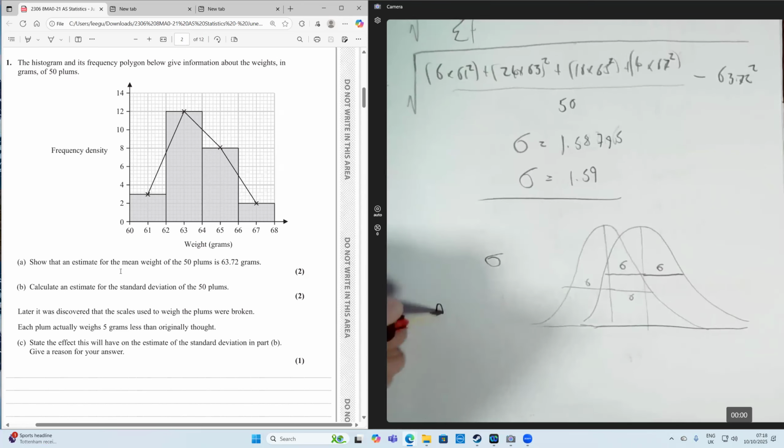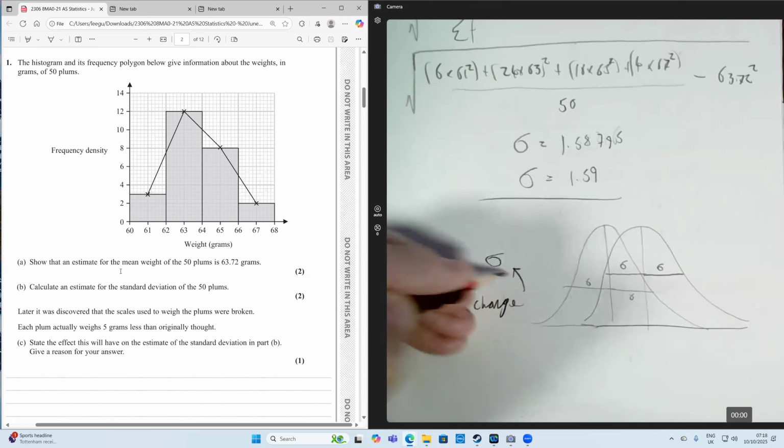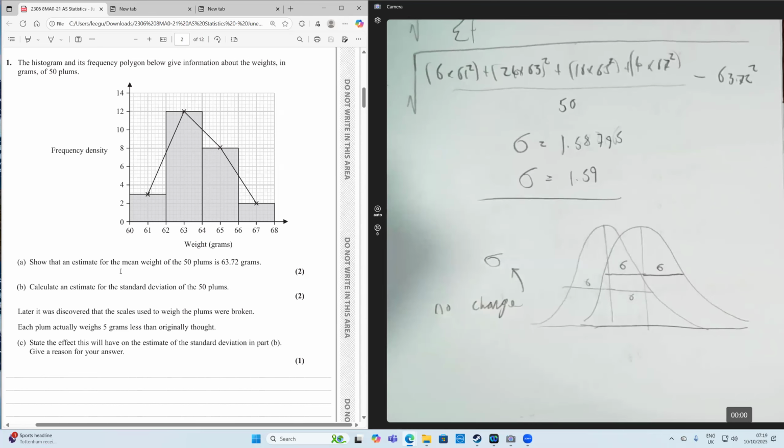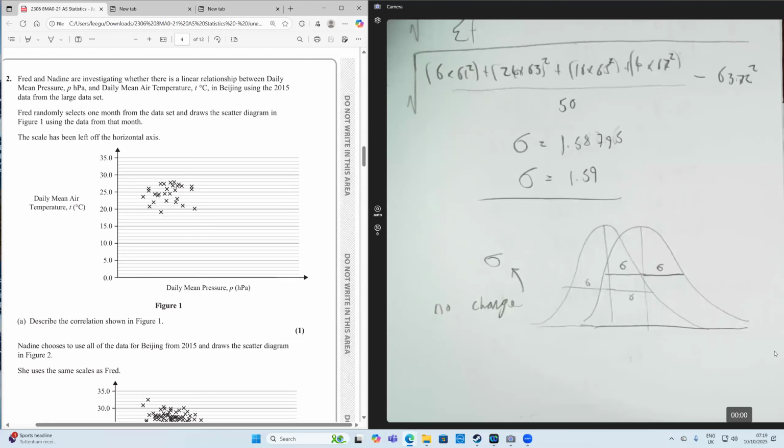There is going to be no change to the standard deviation at all, because all of the plums were 5 grams heavier than thought. So the distribution of them remains the same. Perfect. Right, let's have a look at the next question.